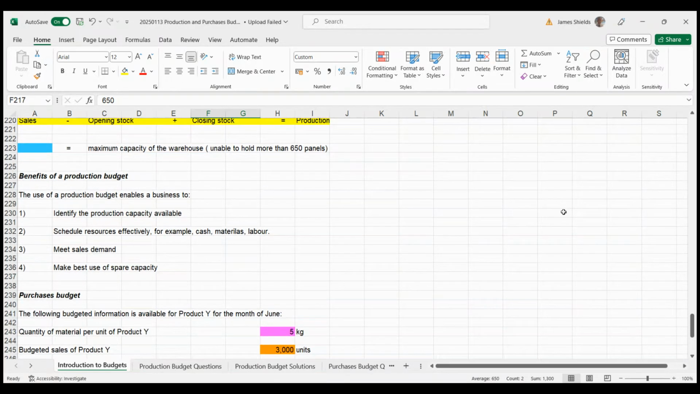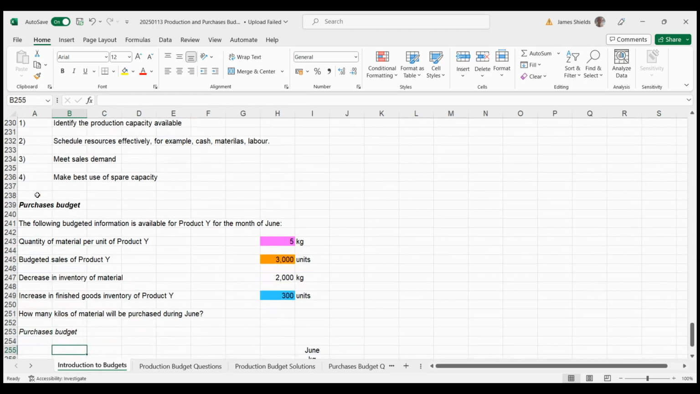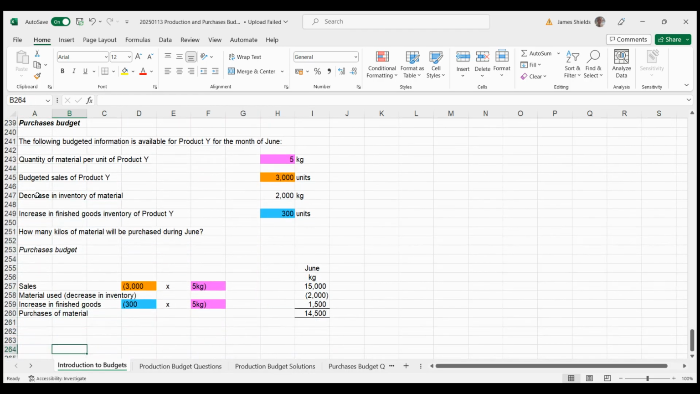Right, benefits of a production budget. The use of a production budget enables a business to identify the production capacity available, schedule resources effectively, for example, cash, materials, and labour, meet sales demand, and make best use of spare capacity. Right, now onto the other budget for today, purchases budget.